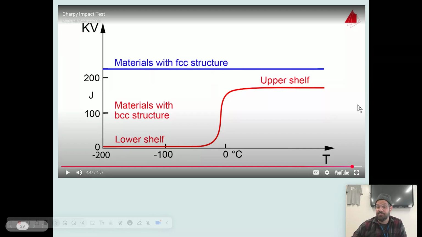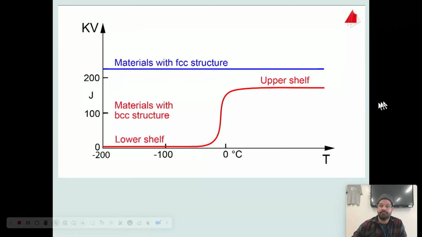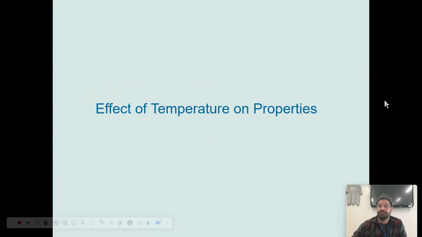We're going to talk about the effects of temperature on different materials, on different strength properties, in our next presentation. Okay, so this is what we're going to do next.